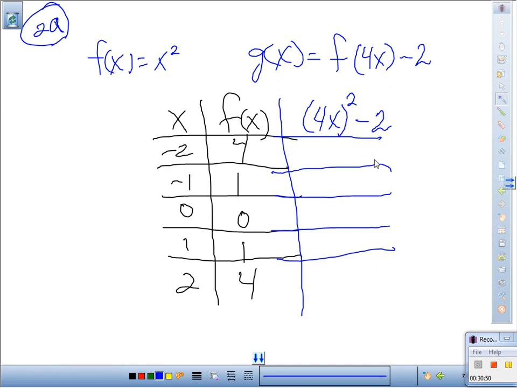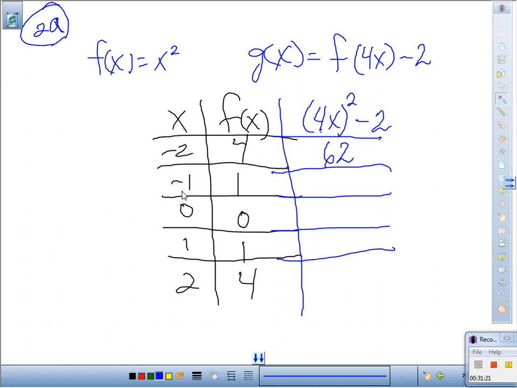So I'm not going to write the work here. By now we're going to do this in our noodle. Here we go. What is negative 2 times 4? Let me repeat that again. What is negative 2 times 4? Negative 8. What is negative 8 squared? 64 minus 2, 62.